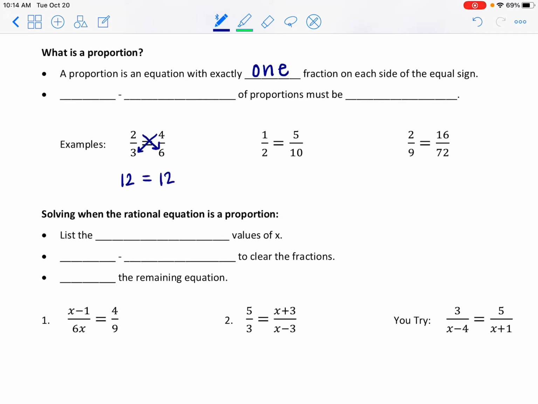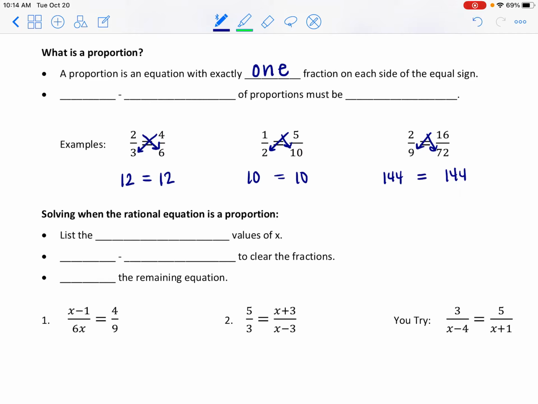Those cross products are equal, and that's not coincidental. If we have a proportion, those cross products will always be equal. So here again, for example, 5 times 2 is 10, 1 times 10 is 10. Those cross products are equal. Or 9 times 6 is 144, and 2 times 72 is 144. Those cross products are equal.